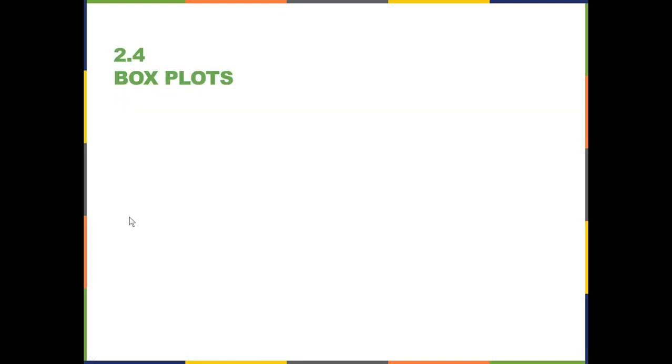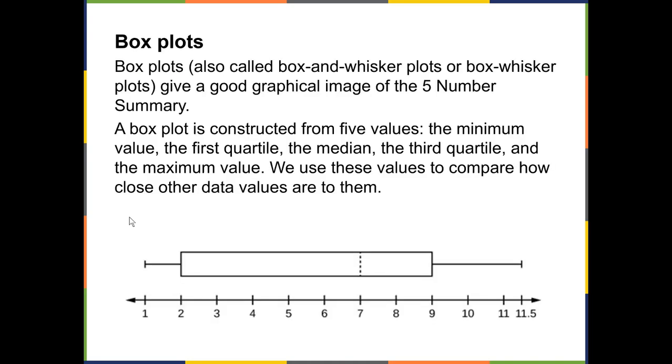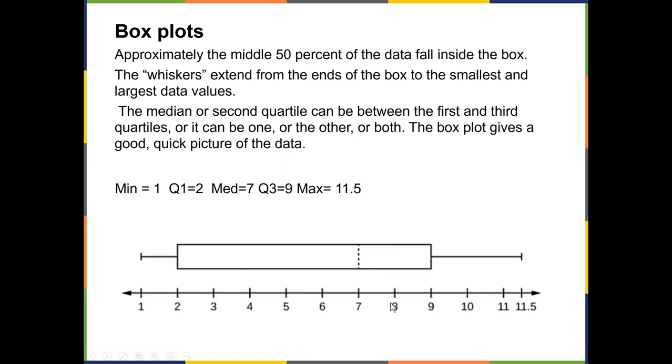All right, let's talk about box plots. Now that we've learned how to compute percentiles, quartiles, and the 5-number summary, and we know a bit about interpreting them, let's make a nice visual representation using a box plot. A box plot, also called a box and whisker plot, is a good graphical image of the 5-number summary. To construct a box plot, you mark the minimum, the first quartile, the median, the third quartile, and the maximum. Then you draw a box from the first quartile to the third quartile with a dashed line at the median. This gives you a nice way to look at all the data that you've collected.